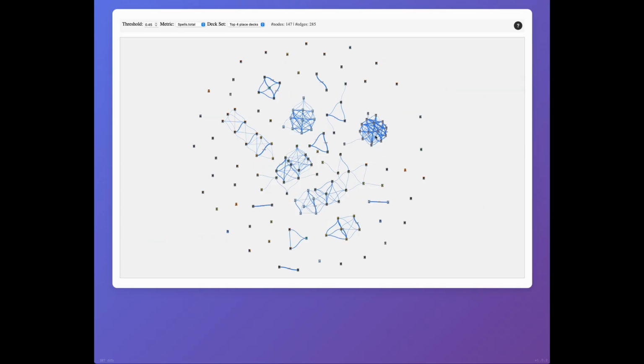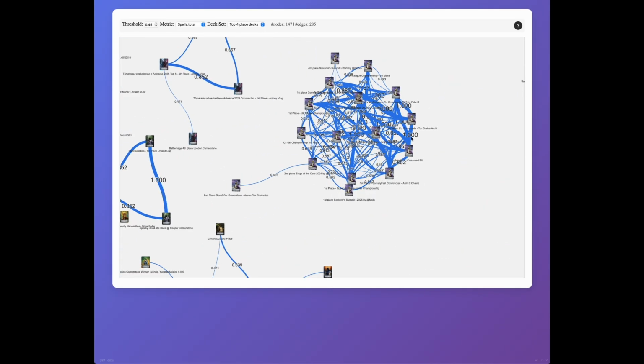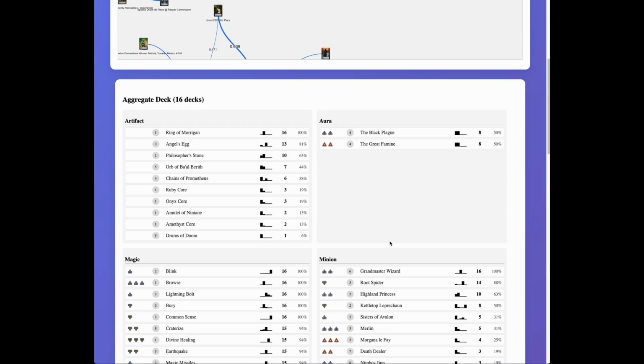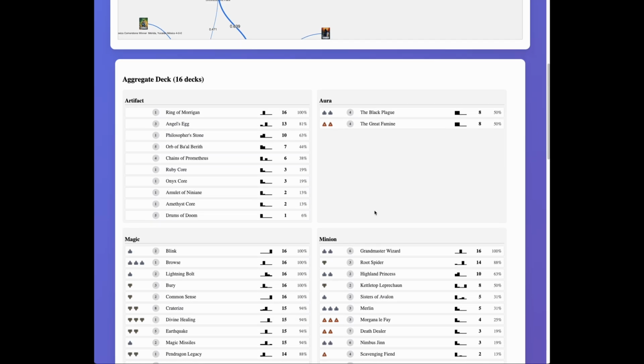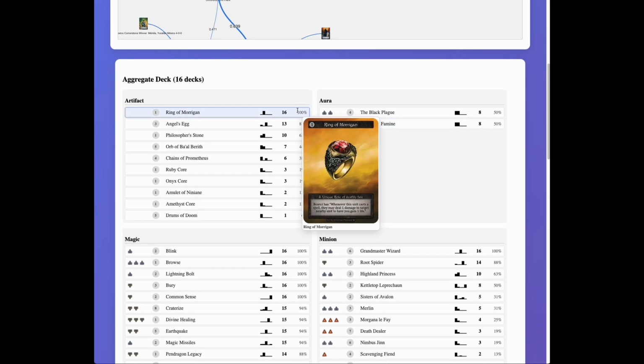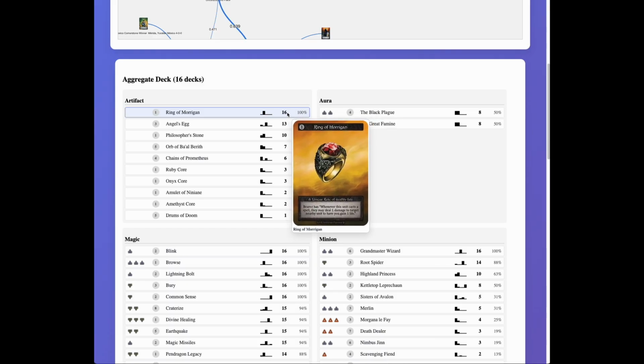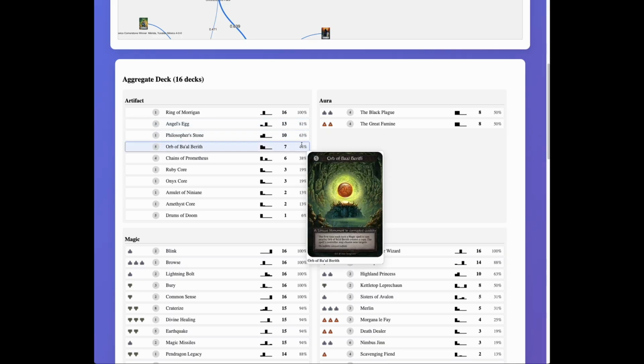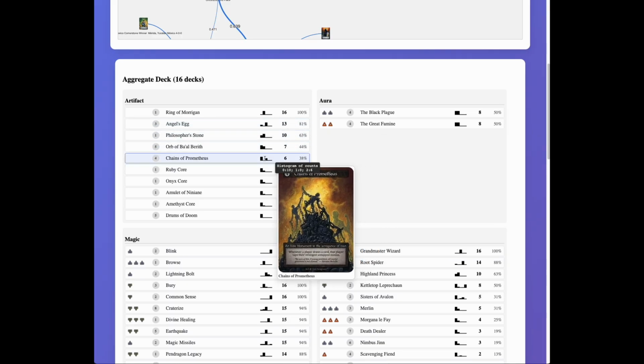So going into this Archimago one is sort of the easiest one to go at. It's a hairball. You can see they're all highly connected to one another. If we just click on one of them, we see an aggregate deck breakdown for all of the 16 decks that are in that cluster, and we can see the count of each card in that cluster, the percentage, and you can also see the distribution.